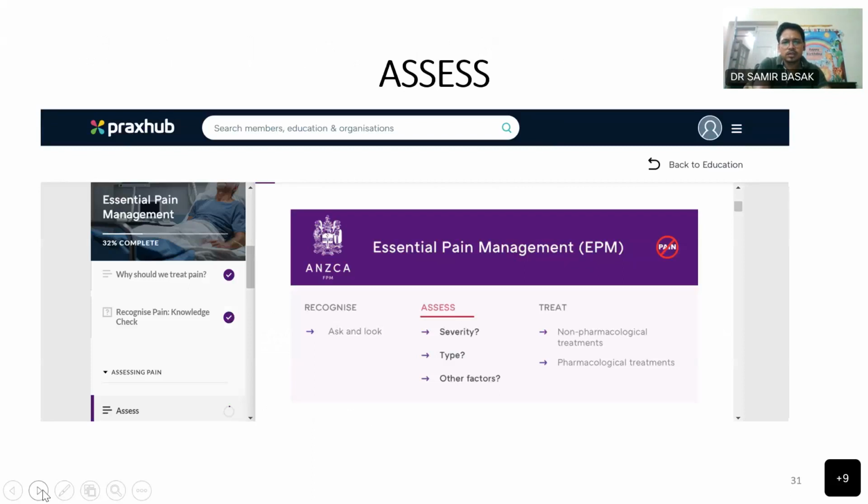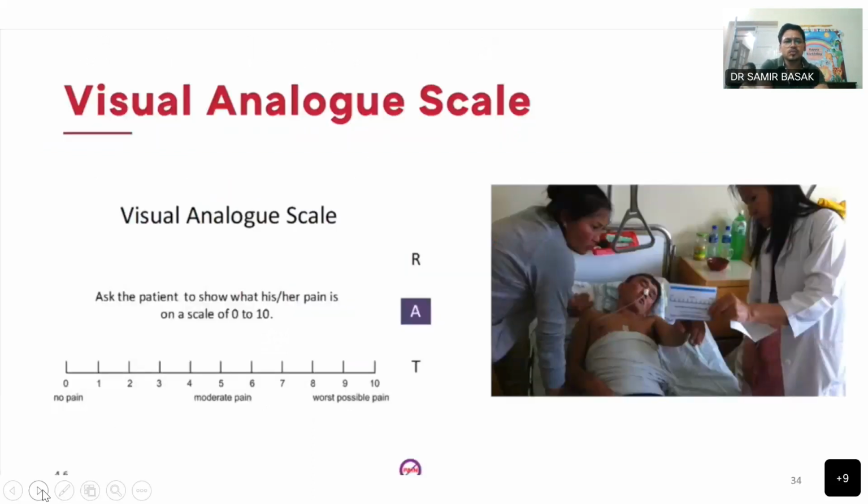And now we should assess how much pain, what type of pain, and what the other factors are. Regarding the RAT protocol, we go to the assessment part. How do we assess these 4 patients? We are taking only these 4 patients right now. There is a visual analog scale from 0 to 10. 0 means no pain, 10 means worst pain, and from 0 to 10 there are 11 points. You can put the chart in front of the patient and the patient will point to it.